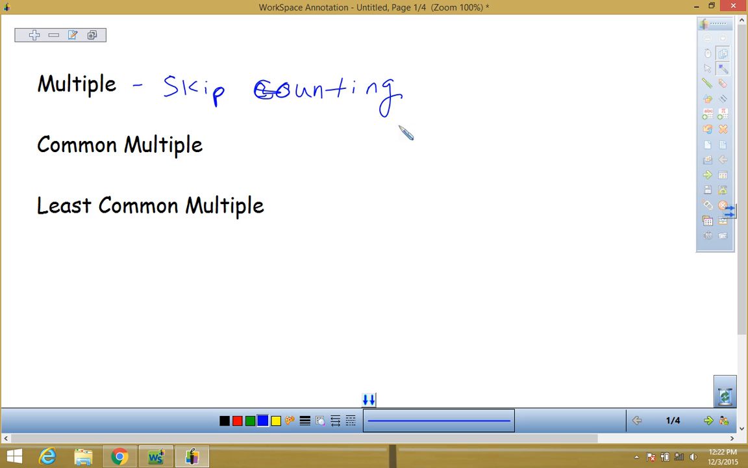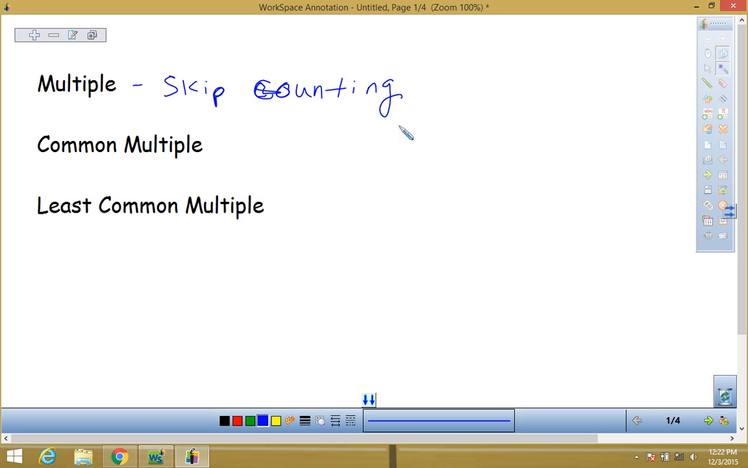Common multiple. What is a common multiple? Jocelyn. Multiples that are shared by 2 or more numbers. For example, the common multiples of 2 and 3 are 0, 6, 12, and 18. Okay, so multiples that are shared between 2 or more numbers.